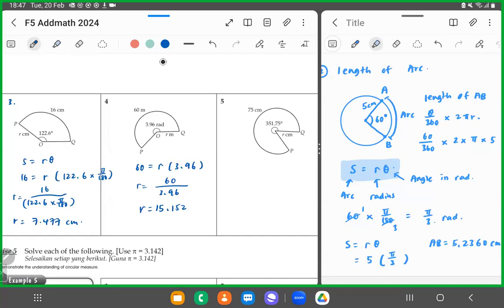Okay, the third one, also the same thing. S equals R theta. 75 equals radius times theta, where theta is 351.75 degrees, times pi over 180. So radius equals 75 divided by 351.75 times pi over 180. So radius equals 12.215 cm.